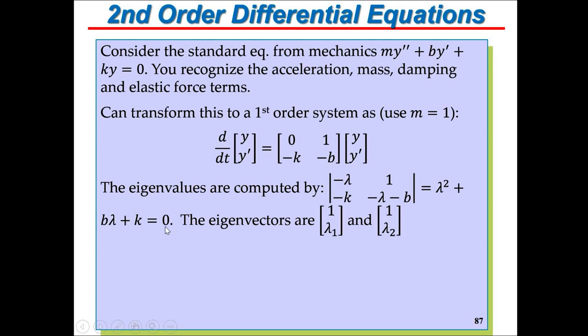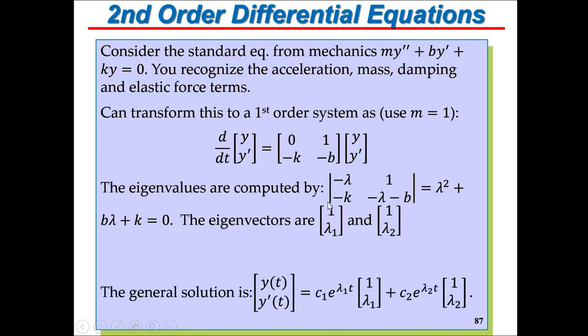So the b and k can result in eigenvalues that are real. They can result in eigenvalues that are complex, lambdas that are positive or lambdas that are negative. But generally here, I'm denoting the solutions as lambda 1 and lambda 2. And you can show that the eigenvectors are 1 over lambda 1 and 1 over lambda 2.